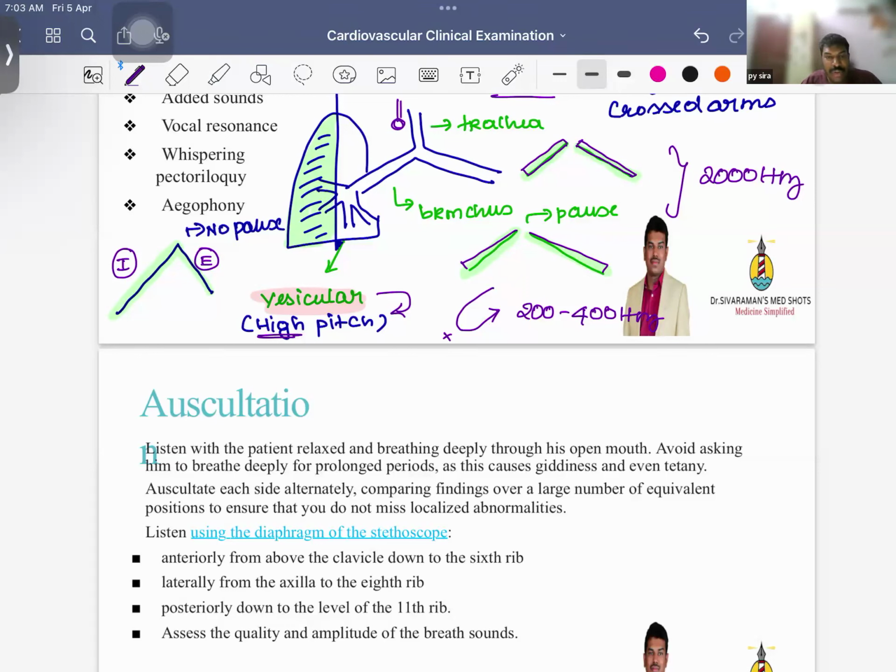So whenever there is vesicular breath sound, it is going to be a higher pitch sound. Just remember that. Very important. This is definitely something that will be asked in the exam. Very important thing to be asked.